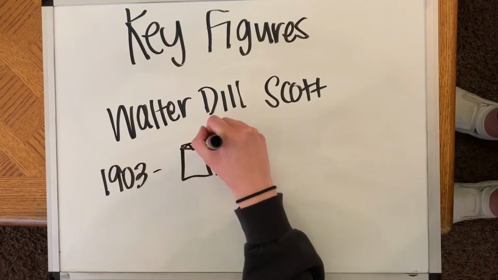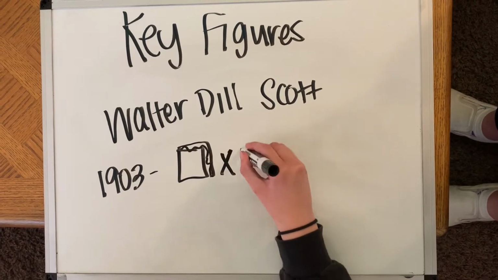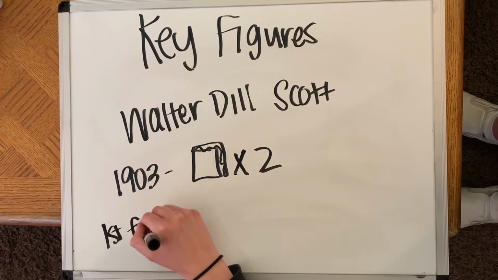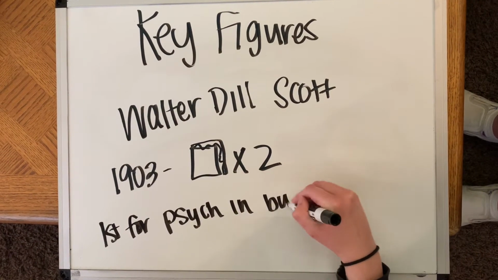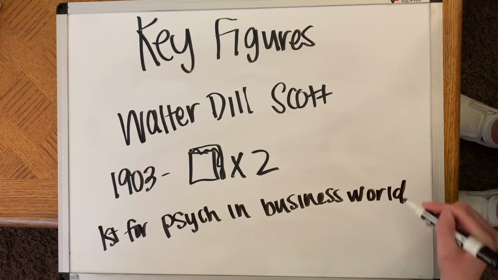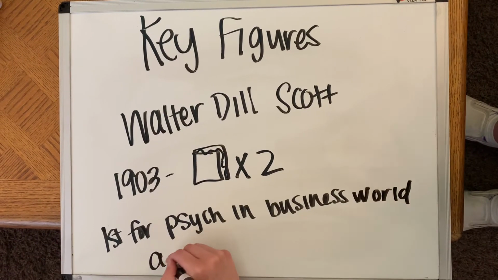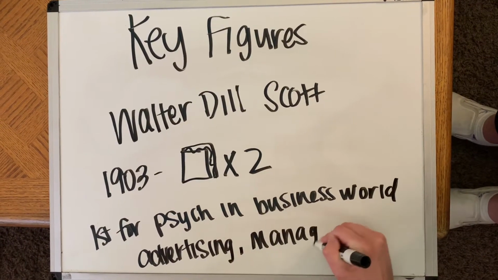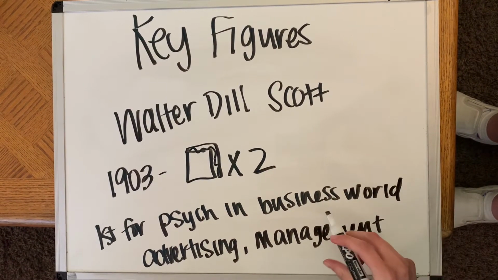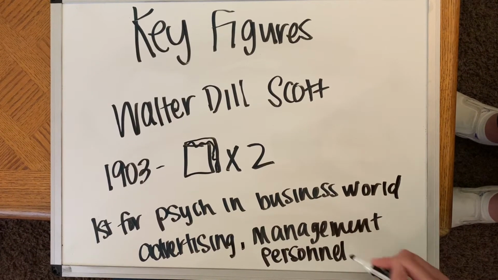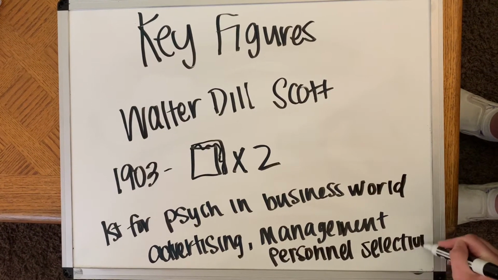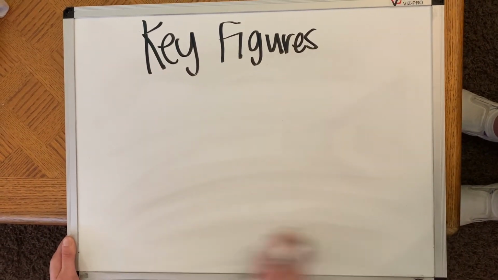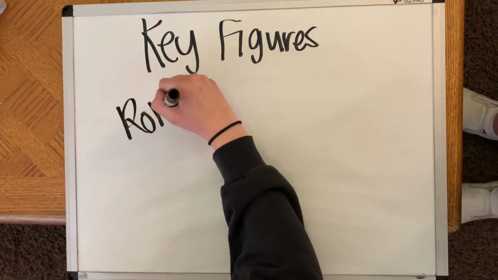In 1903, he wrote 2 books, The Theory of Advertising and Psychology of Advertising. They are the first books to describe the use of psychology in the business world. By 1911, he had published 2 more books, which are called Influencing Men in Business and Increasing Human Efficiency in Business. In 1916, a newly formed division in the Carnegie Institute of Technology hired Scott.